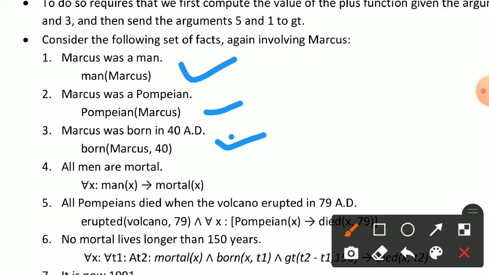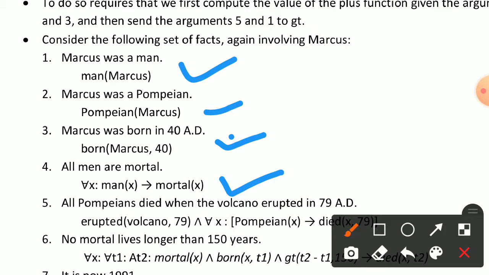Now the fourth sentence: all men are mortal. So we can write the fourth sentence like this: for all x, man(x) implies mortal(x). Here man is Marcus and Marcus is a Pompeian, and we can use other men too, and they are mortal.